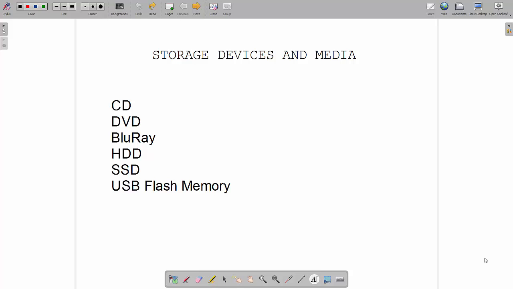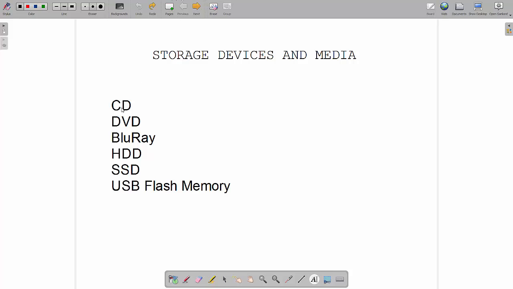In this video, we're going to have a look at the storage devices and media section of the IGCSE computer science syllabus. The difference between a storage device and media is that a device is something that you can do things with, basically. So it has some sort of moving part, so you can control it in some way. And media is something like a CD or a DVD or a Blu-ray.